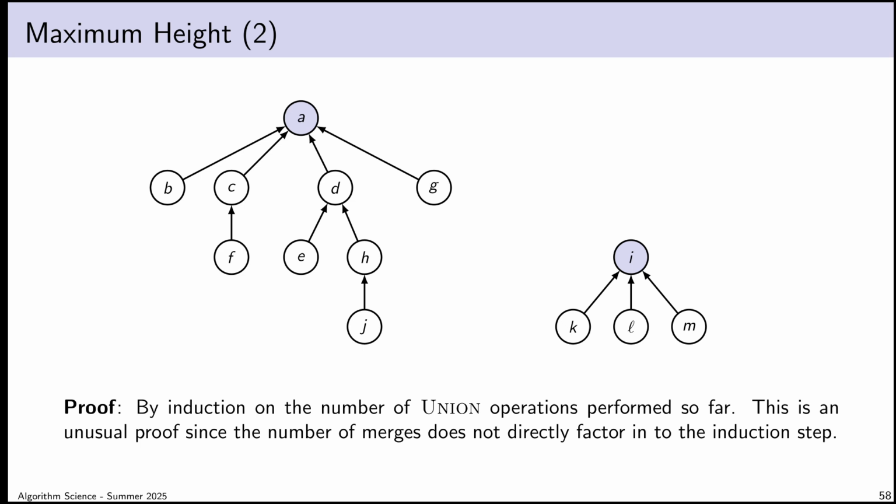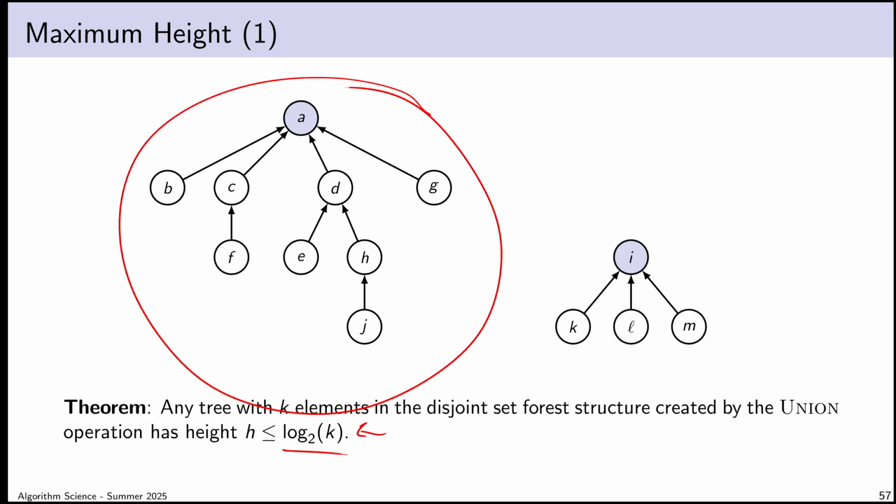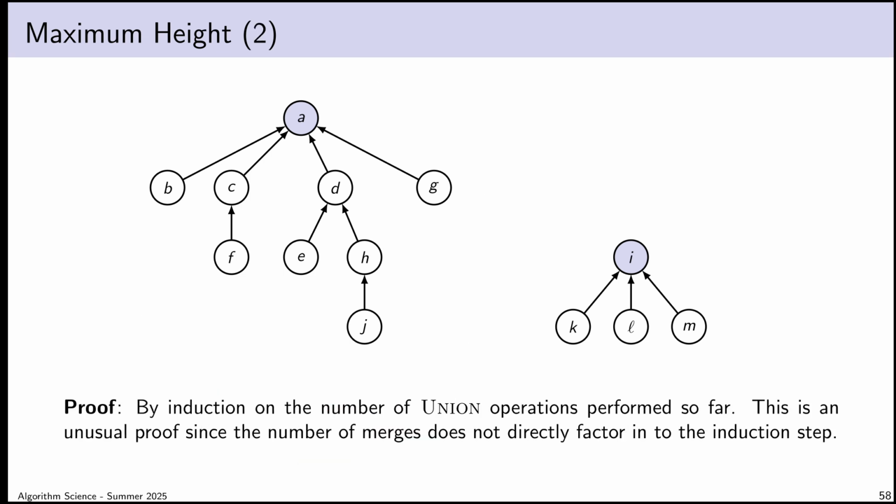Okay, so my proof is going to be the proof that each of my trees has height, if the tree has k elements, at most log k. My proof is going to be by induction on the number of union operations performed so far, because only a union operation actually modifies a tree. What's sort of neat about this proof is that although I have my induction variable being the number of union operations I have performed, nowhere in my induction step do I actually use that number. I don't actually use how many operations have been performed. I just use that as my induction variable as a nice way to keep things regimented.